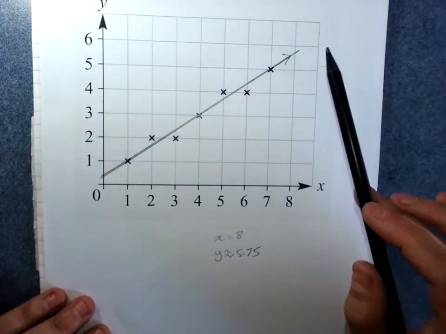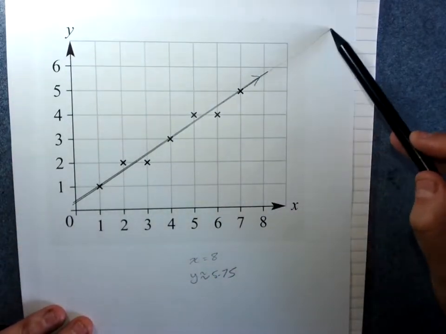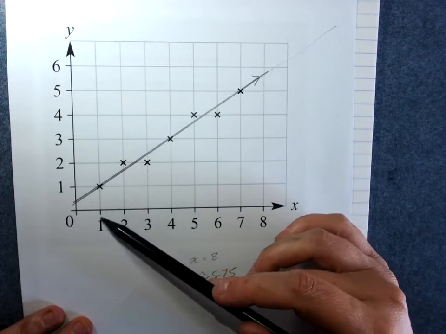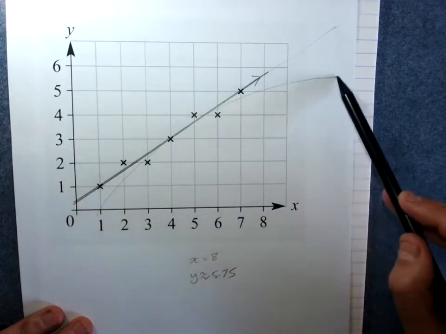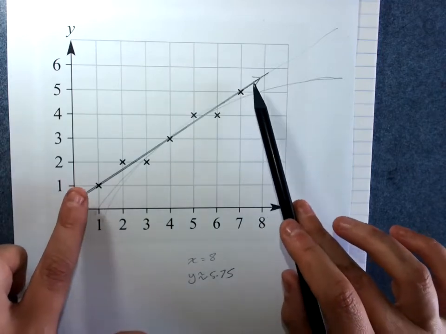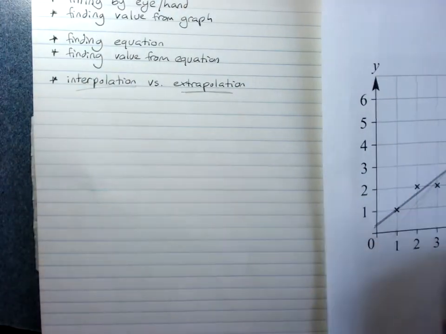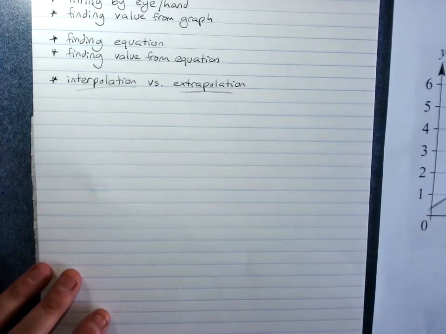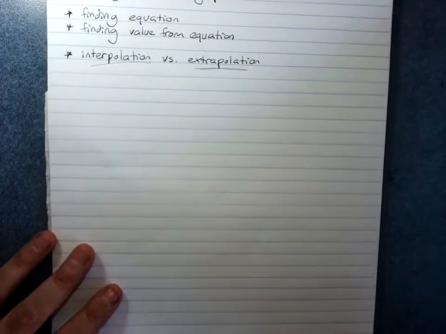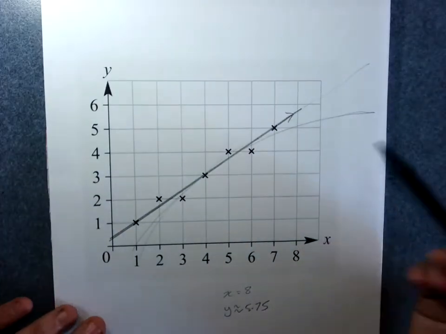Outside this data set, I don't know what this does. It might continue in a straight line. It might be that this is actually the start of a curve and my data would look more like that. So the further outside your data set you go, the further out you're extrapolating and the less confident you can be about that estimation. Now we do also want to be able to find an equation of a line of best fit. We'll use this one.